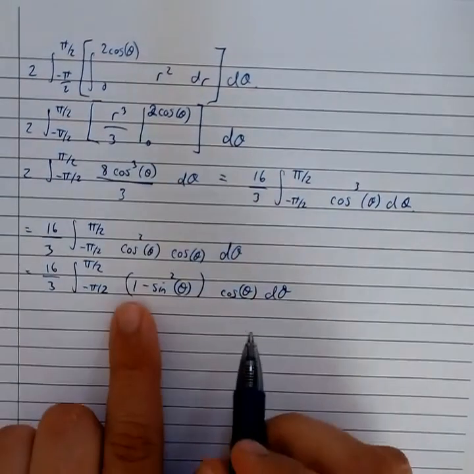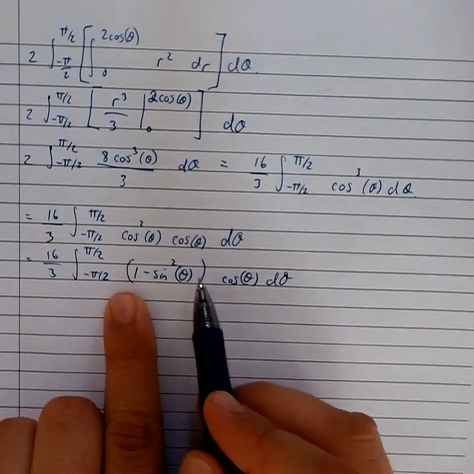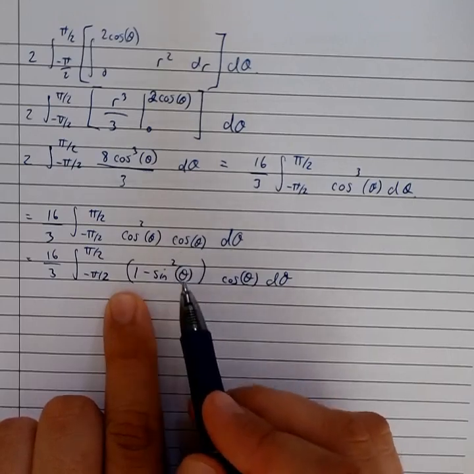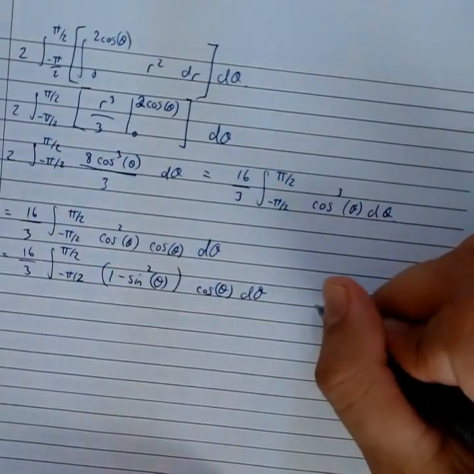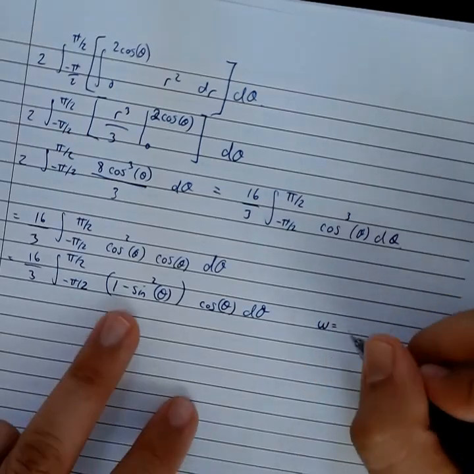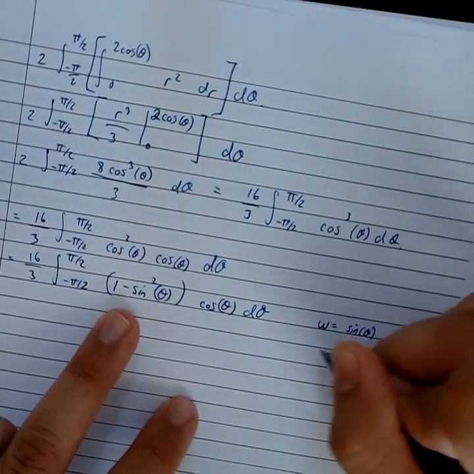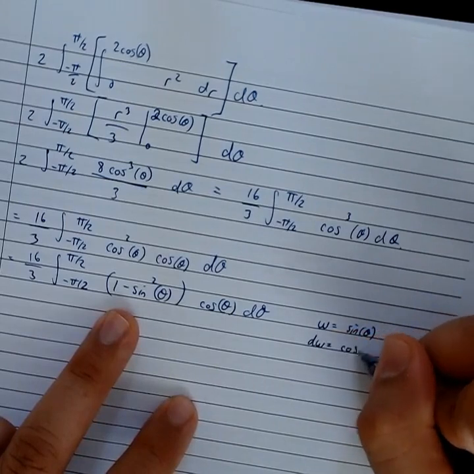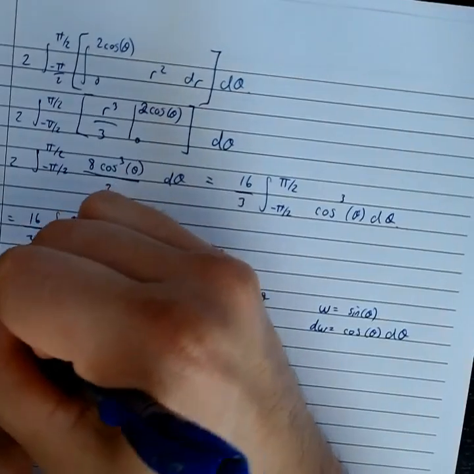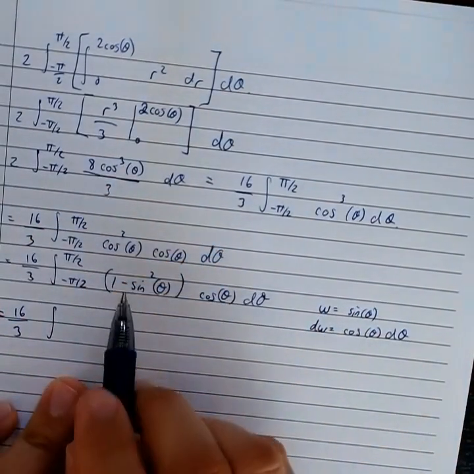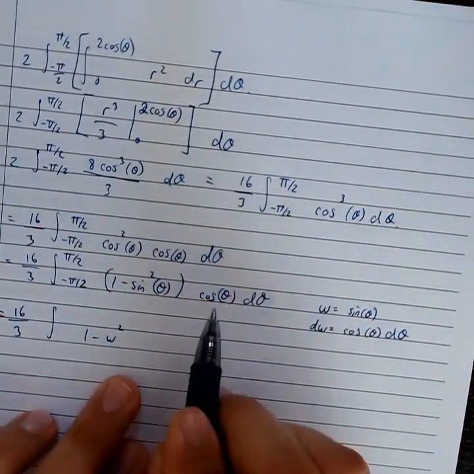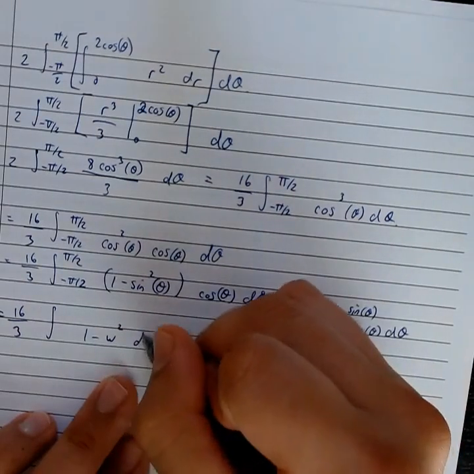Okay, well then that just means that this is the derivative of a substitution here. So let's just use a substitution now. Let's take W to be equal to the sine of theta, which means dW is equal to the cosine of theta d theta. So that's going to be 16 over 3 times an integral of 1 minus W squared, and cosine of theta d theta is just your dW.